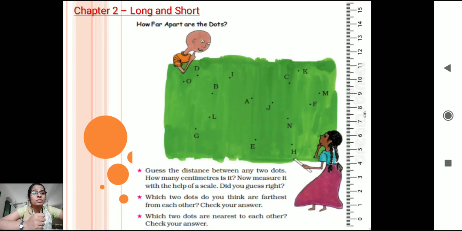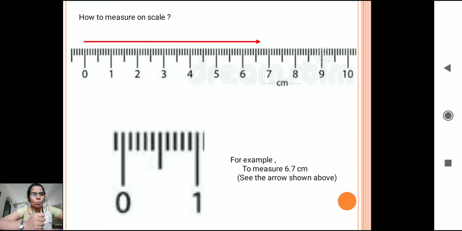Because we have used the scale so many times before, and while measuring certain things, I got to know how much the estimation can be. So now I will use my scale and measure the distance between these two dots. Okay, now let's see what is there.